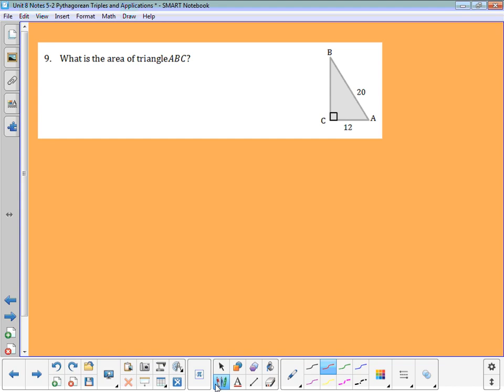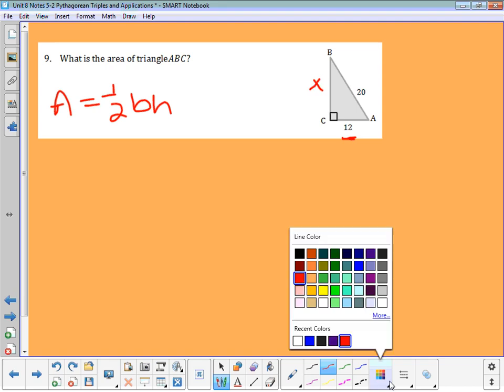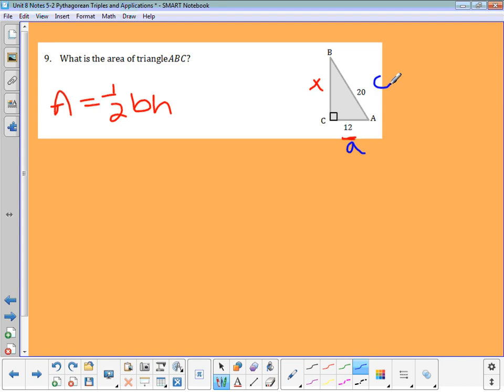So let's take a look at number 9. It says, what is the area of triangle ABC? Well, the area of a triangle is 1/2 base times height. Here we have the base, but we don't know the height. So we have to use the Pythagorean theorem now to get the height. So 12 is going to be my A, 20 is my C, so I need to find B. This is going back to what you did yesterday. So we're trying to calculate that missing leg.